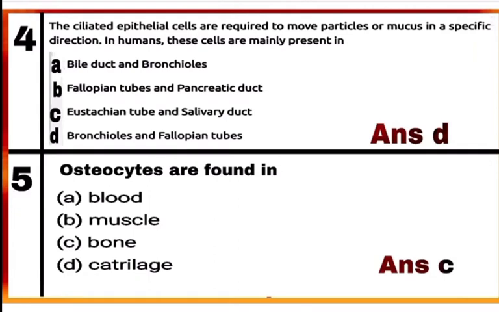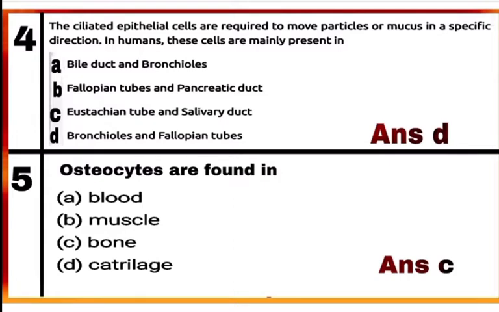Question number 4. The ciliated epithelial cells are required to move particles or mucus in a specific direction. In humans, these cells are mainly present in option D, bronchioles and fallopian tubes. If columnar or cuboidal epithelial cells have cilia on their free surface, they are called ciliated epithelium, and they are present in the inner surface of hollow organs like bronchioles and fallopian tubes.